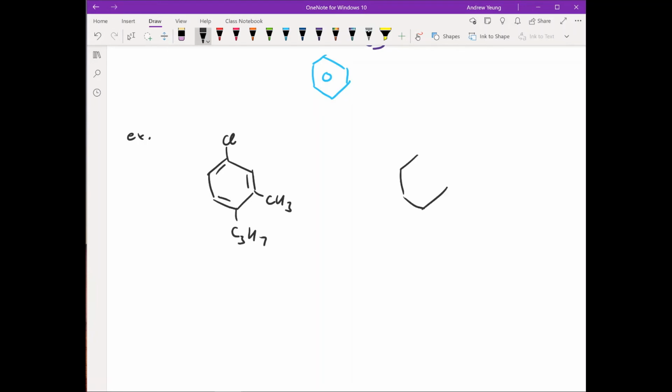I'll draw 2 for you just for comparison's sake. Let's do F and Br and try to give you some branches. Just familiarize yourself with the different names of the branches.